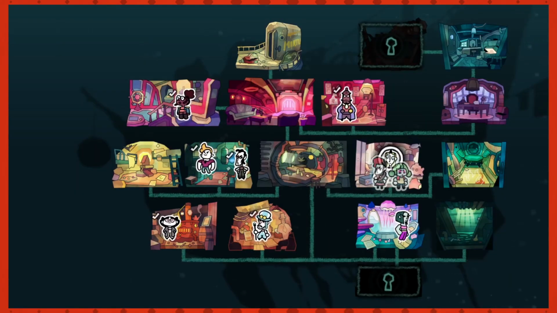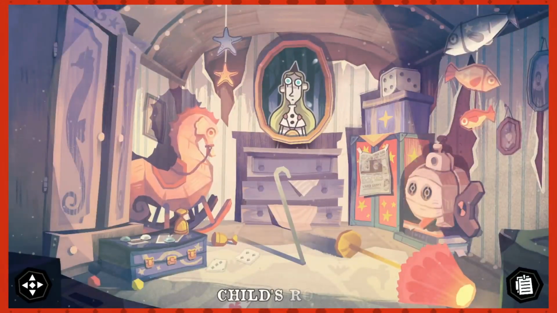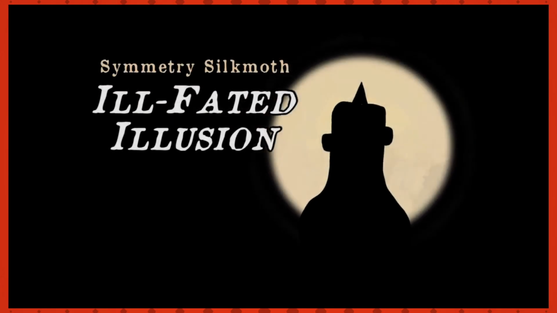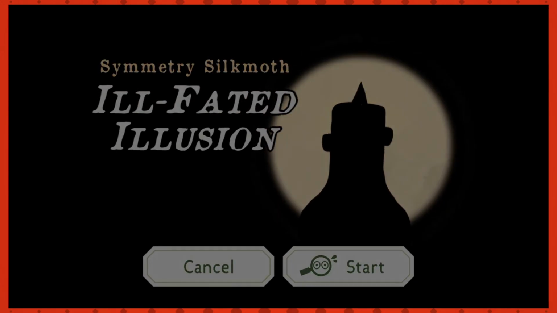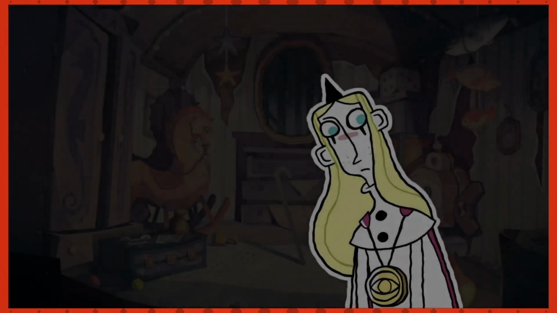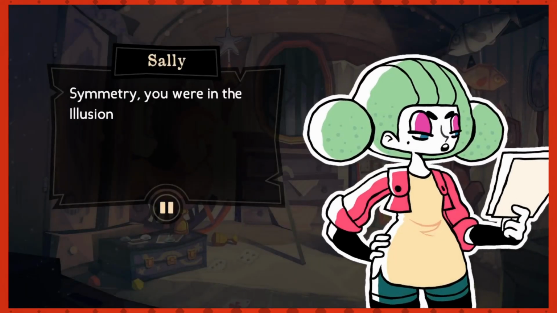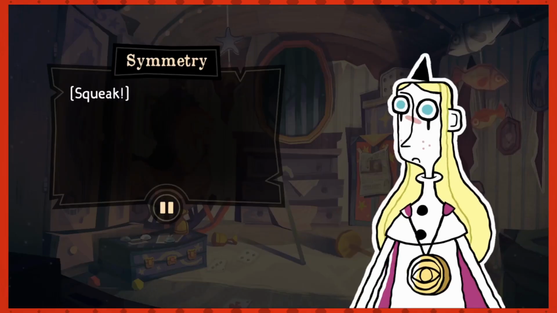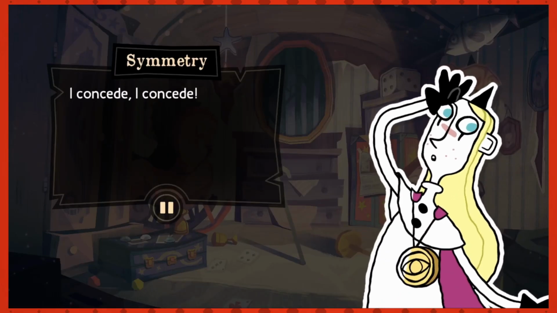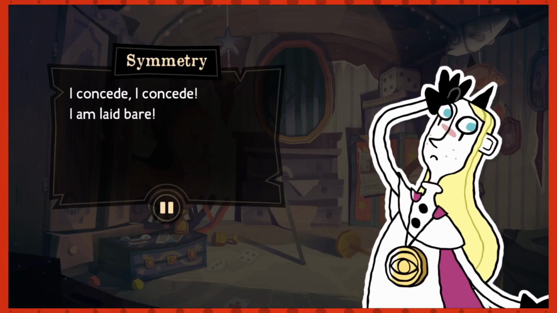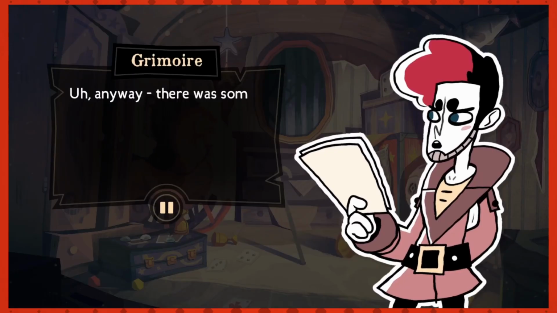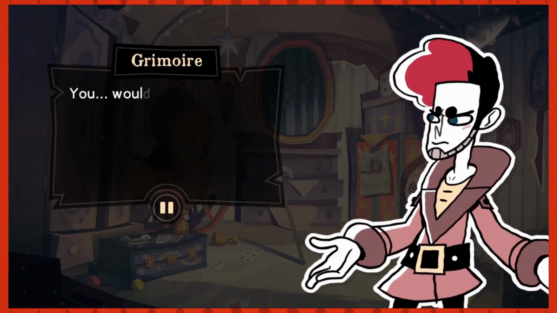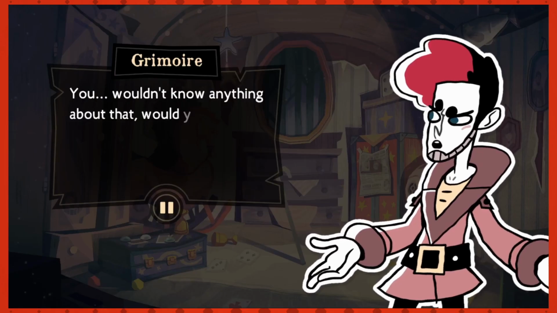Alright, now we gotta cover symmetry here. Ill-fated illusion. Symmetry, you were in the Illusion Theater with Mortuga the evening before he died. I concede! I concede! I am laid bare! Anyway, there was some talk of Mortuga being killed by a curse. You wouldn't know anything about that, would you?